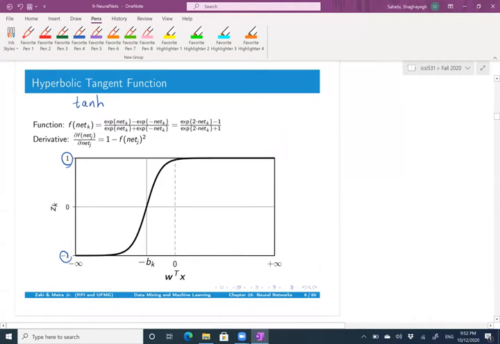All right, and basically the function itself is equal to e to the net minus e to the negative net, divided by the summation of e to the net and e to the negative net. And if we take the derivative of that, it's going to be equal to 1 minus f of net squared.